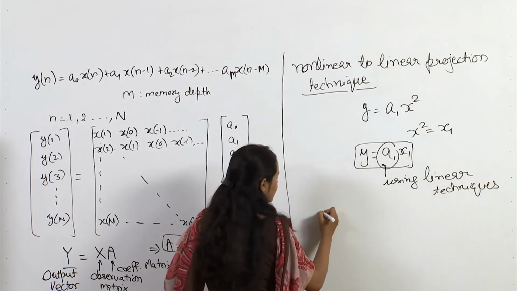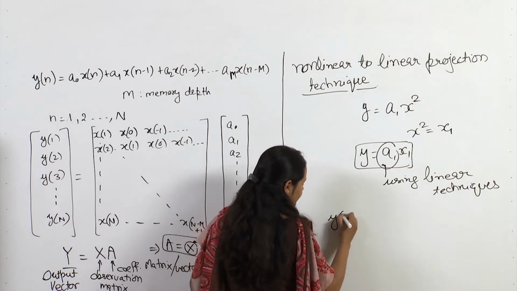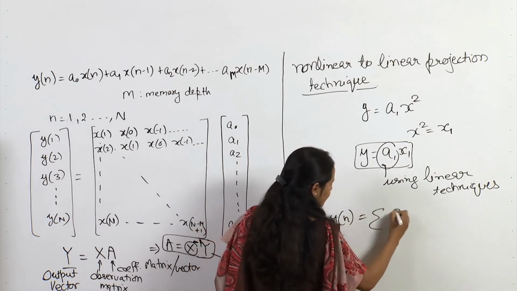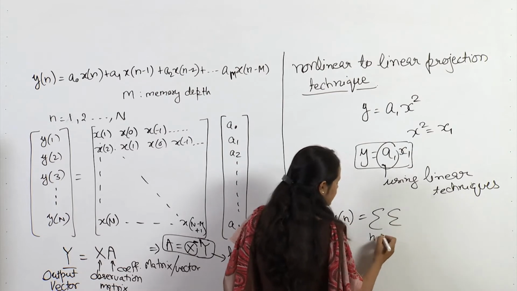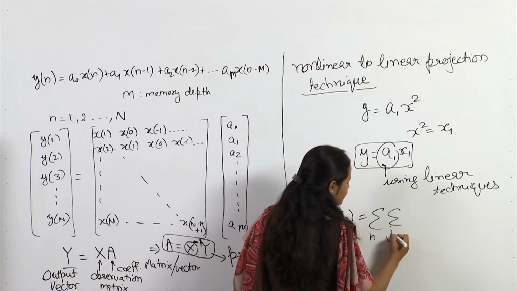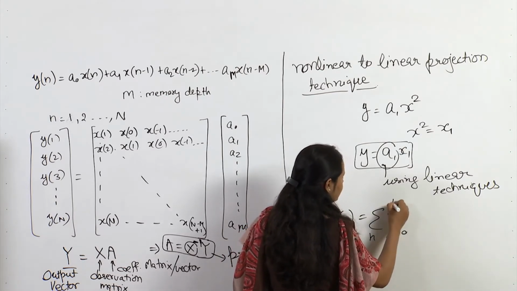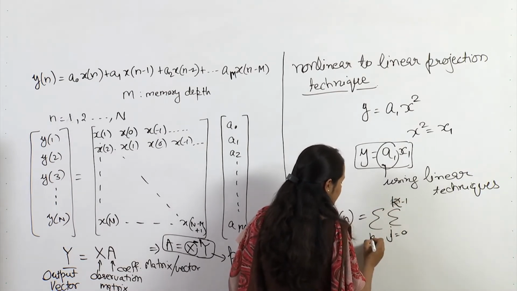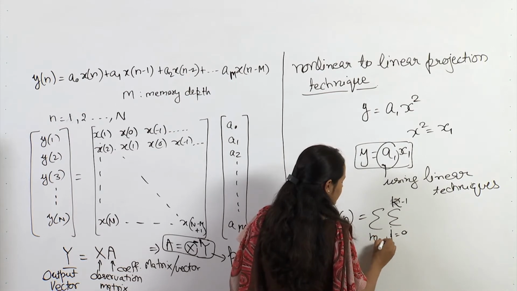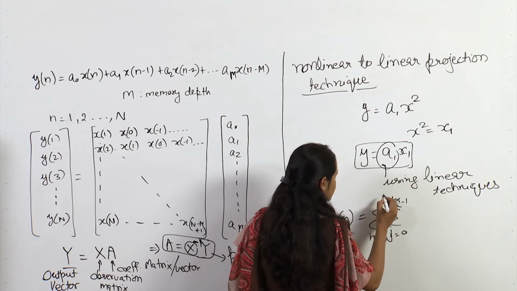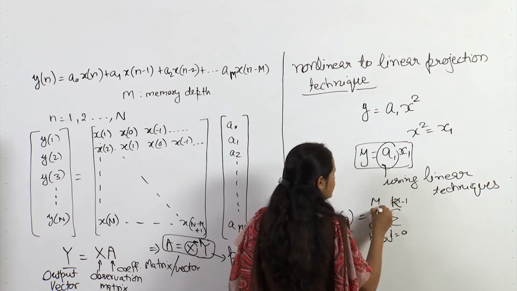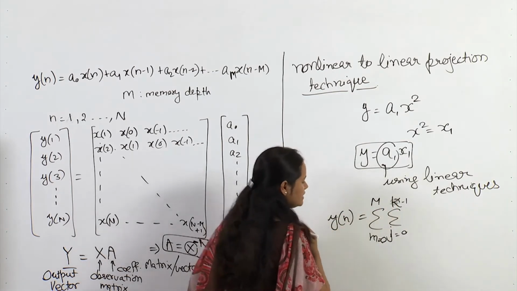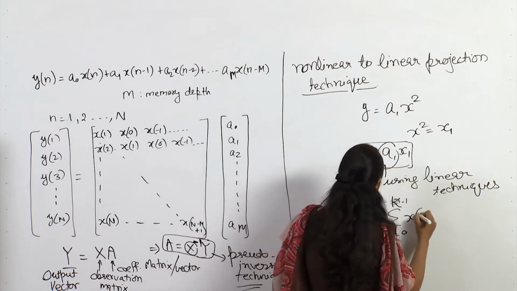For example, the memory polynomial equation is given as a summation over j from 0 to K minus 1, because K we are using for the nonlinearity order, and m from 0 to M, where M is the memory depth which we have discussed in the last lecture.